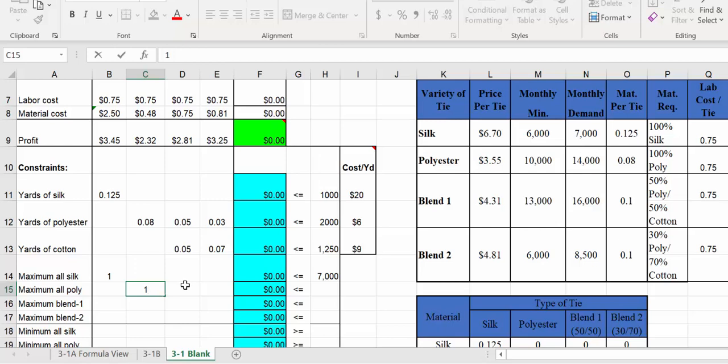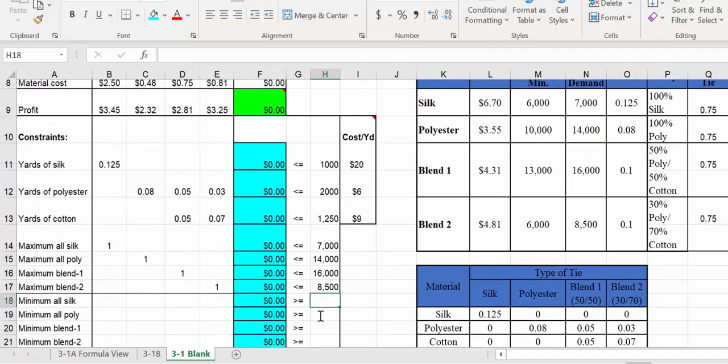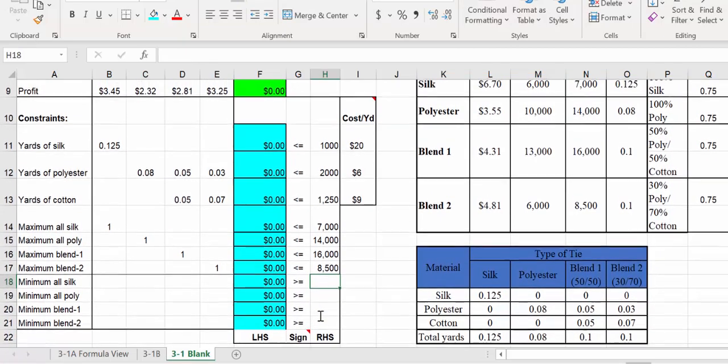For polyester ties, the maximum right here is 14,000. So we could put in 14,000 for that part. And then we have blend 1. They said the maximum for blend 1 ties is 16,000. And for blend 2, we've got the maximum of 8,500. We can pop that in. Okay, scroll down. We're going to have the minimum for all silk.